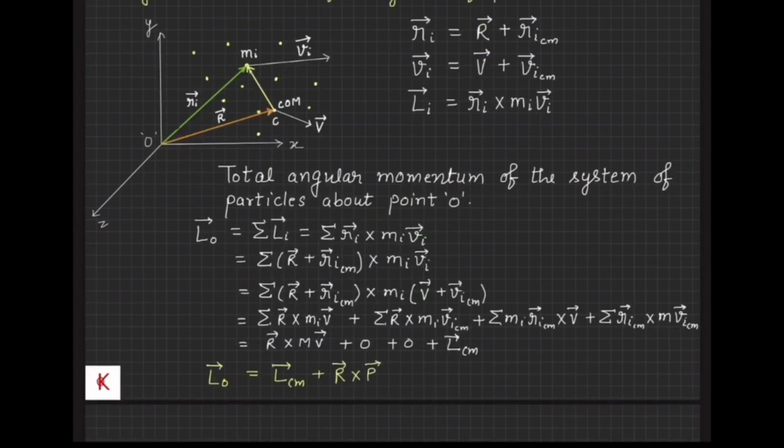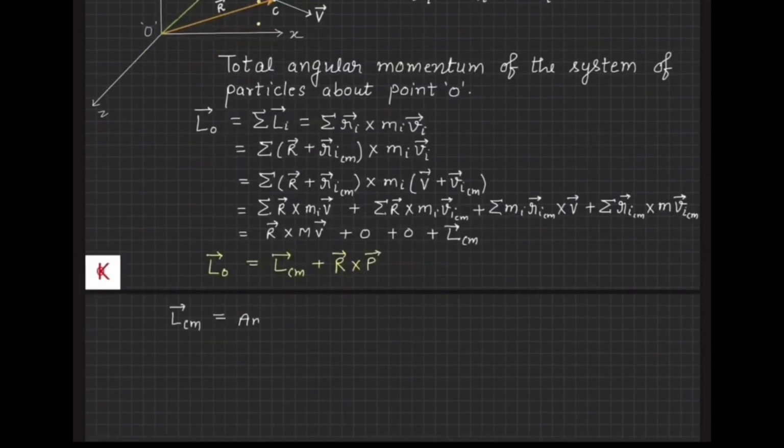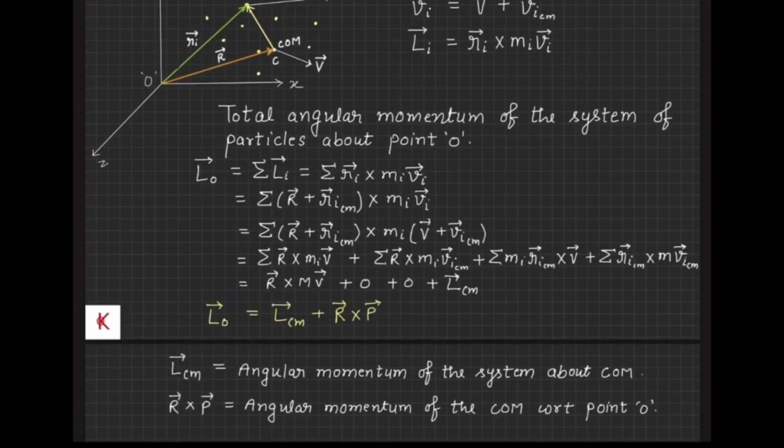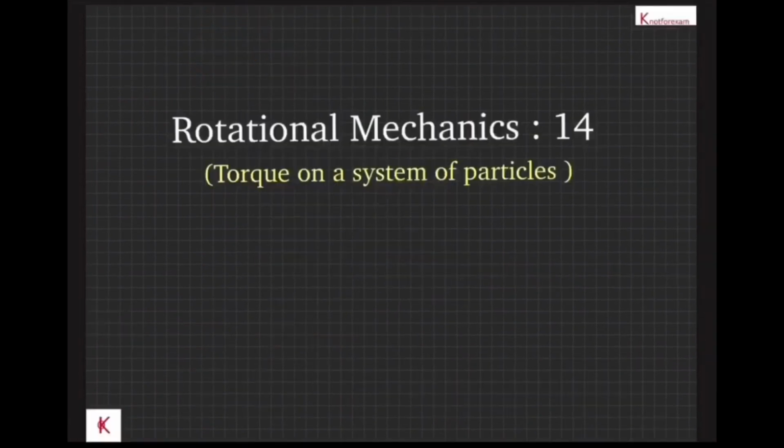or LO vector is LCM vector plus R vector cross P vector, where LCM vector is the angular momentum of the system about center of mass, and R vector cross P vector is the angular momentum of center of mass with respect to origin O. And we are going to talk about torque on a system of particles.